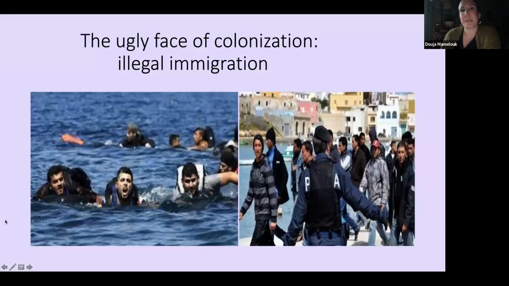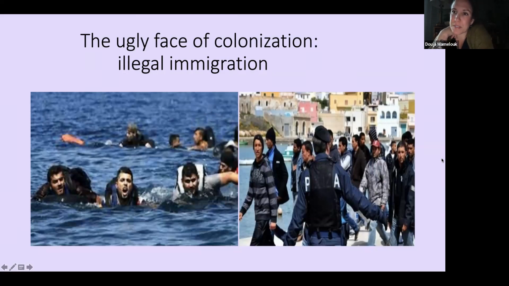And this is the ugly face of colonization, illegal immigration. So here there are some Tunisians trying to swim to make it to shore. And here is in Lampedusa, this is the Italian police. And these are mostly Libyans and Tunisians who are going straight to the detention center.